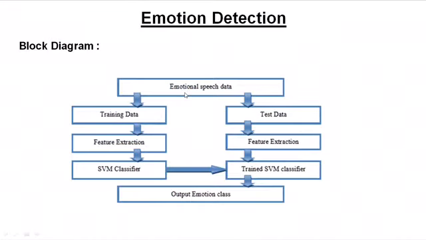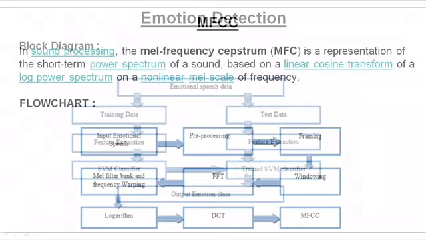Moving to our project flow, in our project we are extracting features from speech samples in our data set, and the feature that we are extracting is MFCC. These features are then classified into different emotion classes using an SVM classifier. We are using an SVM classifier over other classifiers because the performance is much better. After that, random test samples are given to the trained SVM classifier to obtain the output emotion class.